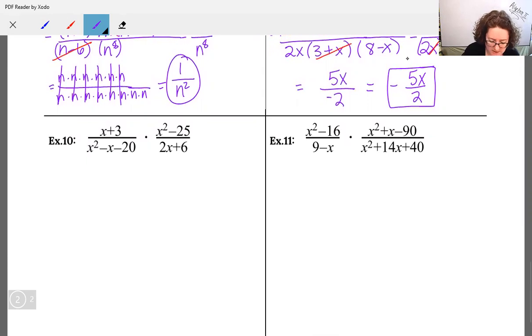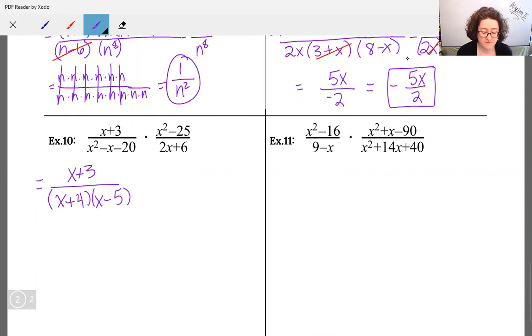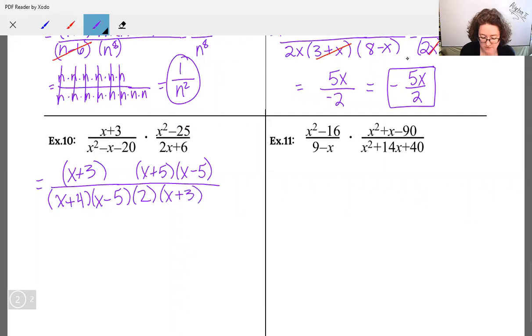So first expression, x plus 3 doesn't factor anymore. We have an x and an x. Factors of 20 that are only 1 away would be 4 and 5. We subtract 5, add 4, that gives us our negative x in the middle. Okay, second fraction, which again, I'm just going to write all as one big fraction. X squared minus 25 is a perfect square. It's x plus 5 and x minus 5. 2x plus 6, I can factor out a common factor of 2, which leaves me with x plus 3.